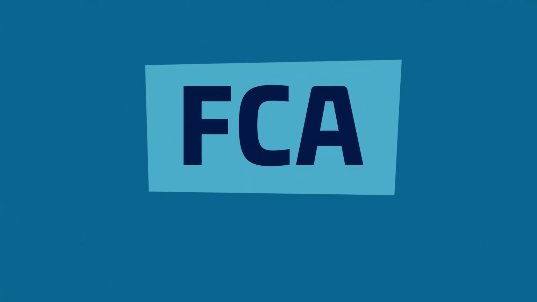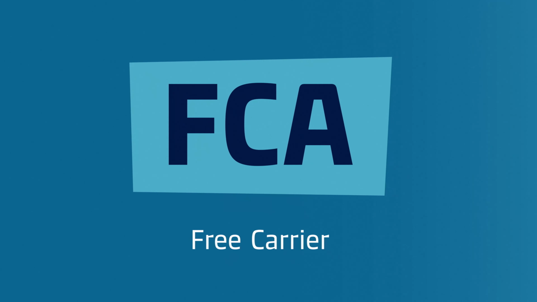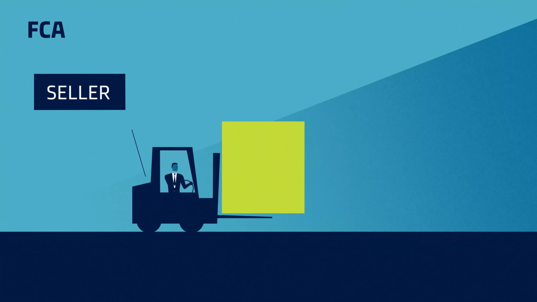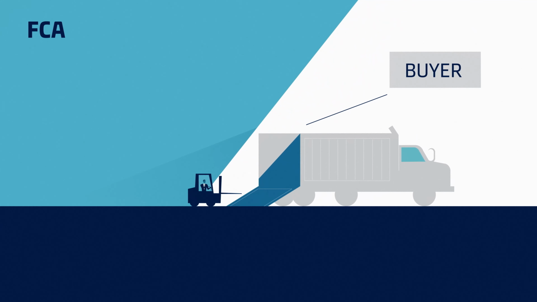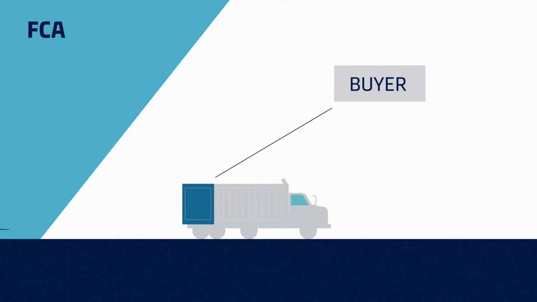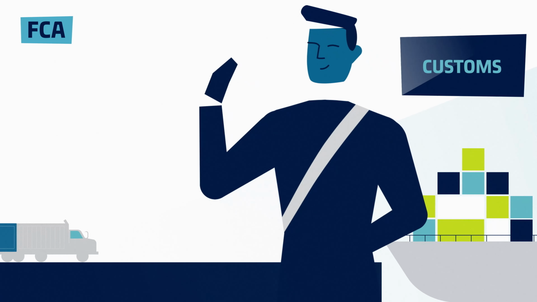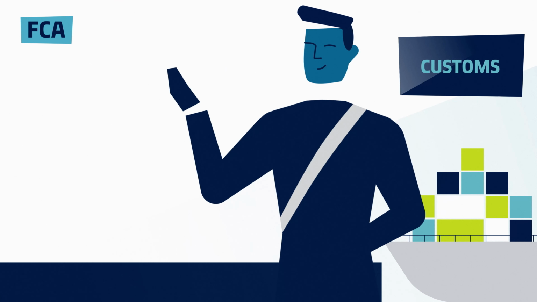Let's look at FCA first. It stands for Free Carrier and can be used for all forms of transport. It means the seller delivers the goods at their own premises or another agreed location to the buyer's carrier. Once the goods are loaded, all responsibility passes to the buyer for the rest of the journey. The seller also has to take care of export customs clearance.